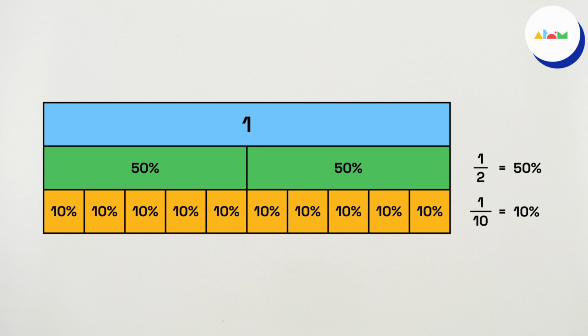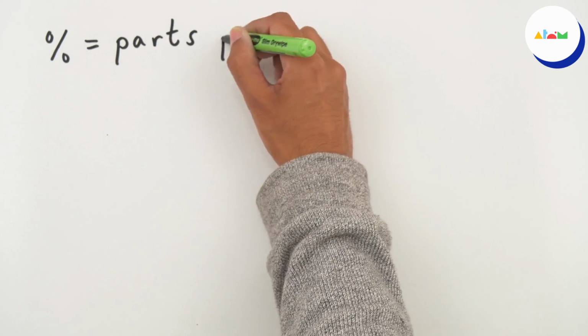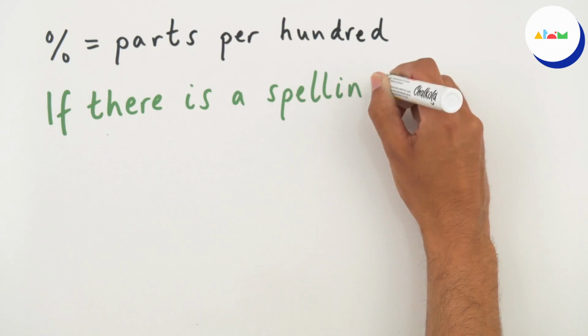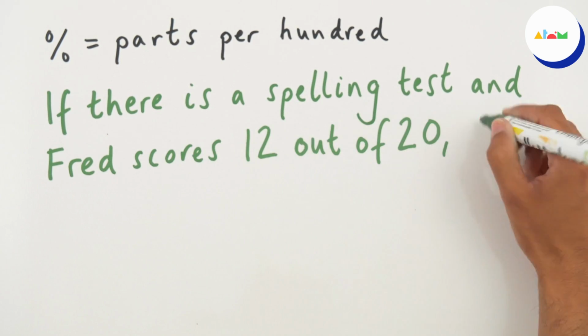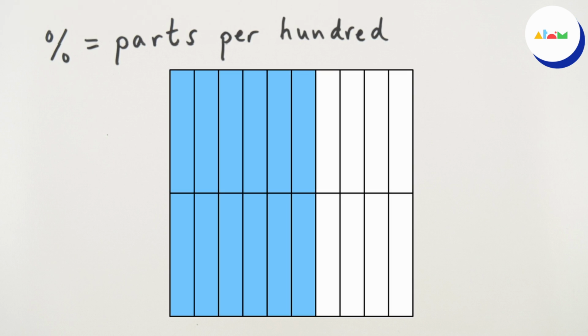Sometimes we need to use other methods of changing fractions or decimals into percentages. We need to remember that percent means parts per 100. If there is a spelling test and Fred scores 12 out of 20, what percentage did he get right? On a grid, Fred's score would look like this.